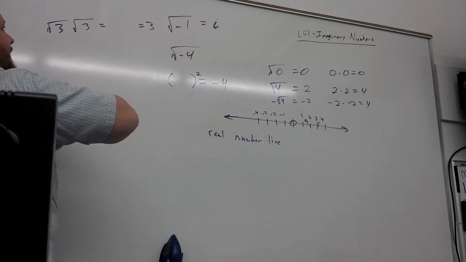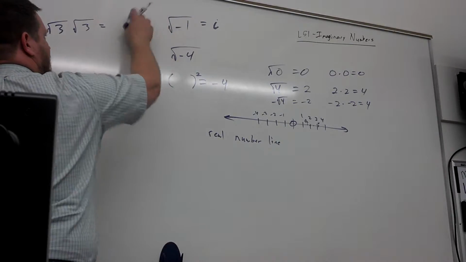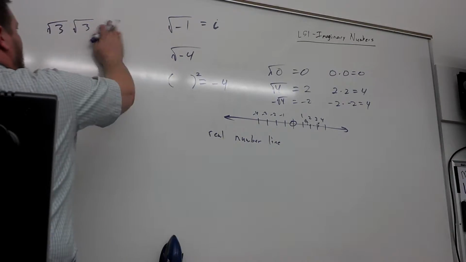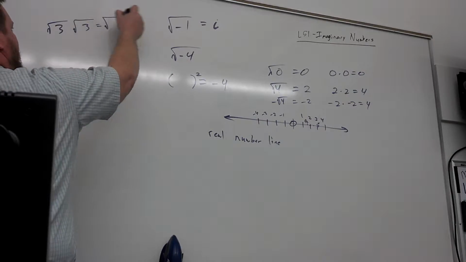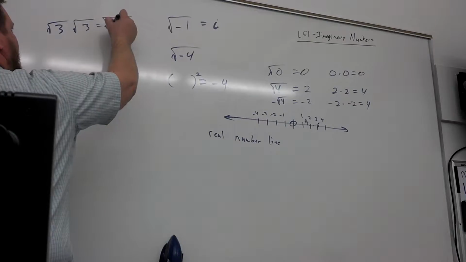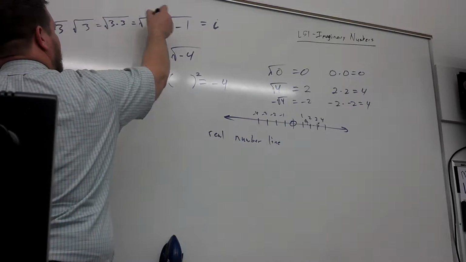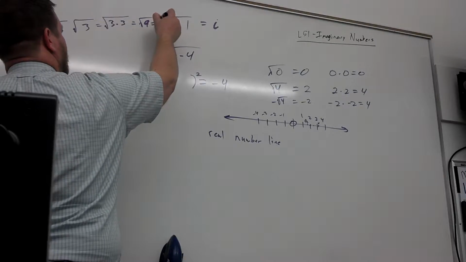If I wanted to do a step in the middle, it would be the square root of 9. I could say that that is the square root of 3 squared, or the square root of 3 times 3, which is the square root of 9, which is 3.